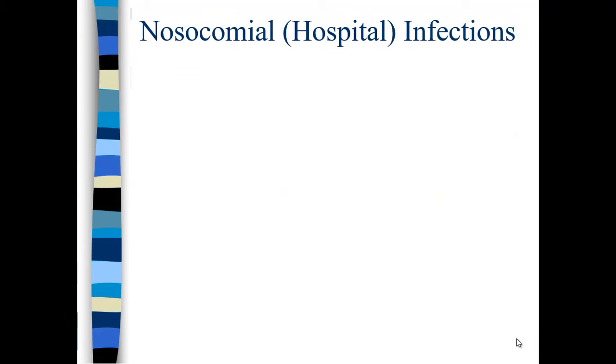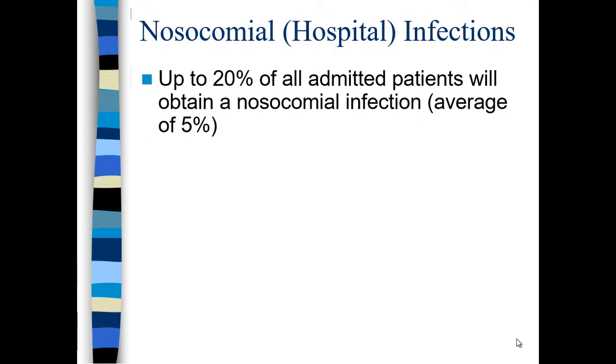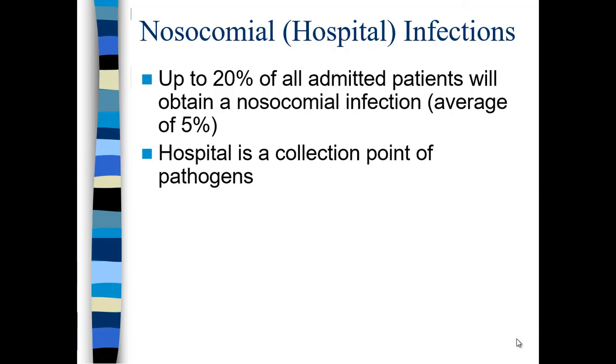Now, a lot of infections will be harbored in hospitals because hospitals have sick people, and so it's not necessarily the hospital's fault. But up to 20% of all admitted patients will obtain some type of infection while they're in the hospital. This is an infection that they acquire in the hospital. It's not something that they showed up with in order to be treated. The national average is about 5%. So 1 in 20 people will get a nosocomial infection while they're in a hospital.